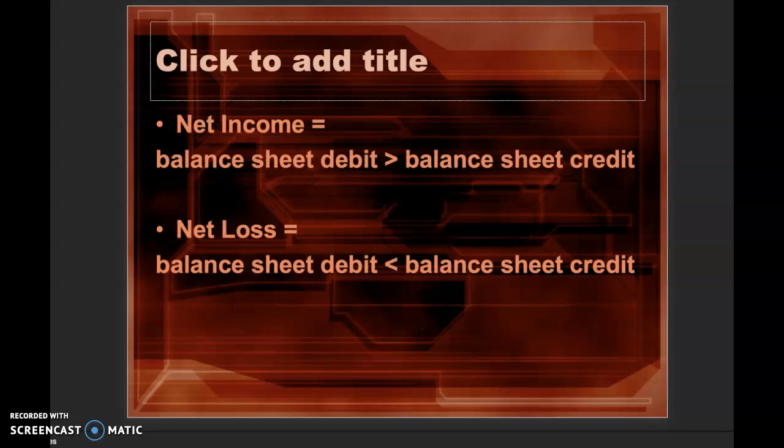And so just kind of a final way to determine, just kind of at a glance more, if we have a net income or a net loss, is looking at our balance sheet totals. And so if our balance sheet debit is greater than our balance sheet credit, that means we have a net income. And then net loss would be our balance sheet debit is less than our balance sheet credit.